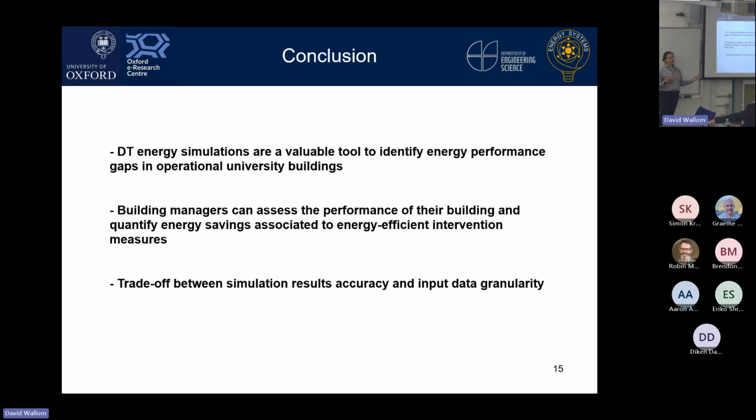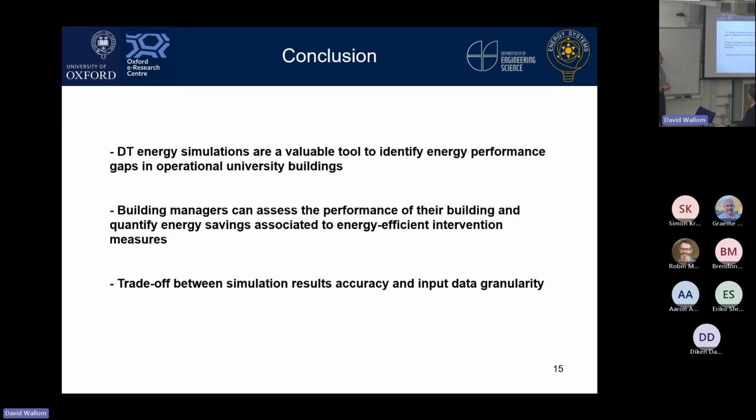There is, however, a trade-off between the accuracy of your simulation results and the input data that you get. I was lucky to have very comprehensive, detailed, disaggregated data for the building. This is not always the case, almost rarely the case. So now, as part of my DPhil, my goal is to identify the sensitivity of simulation results accuracy with respect to input data. So when you have less data or less accurate data or missing data, how do you go about this? Can you still get accurate simulation results?